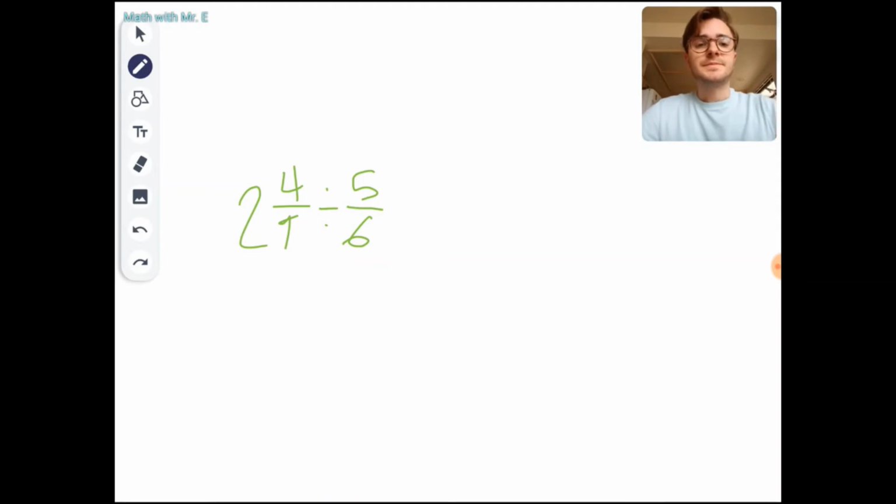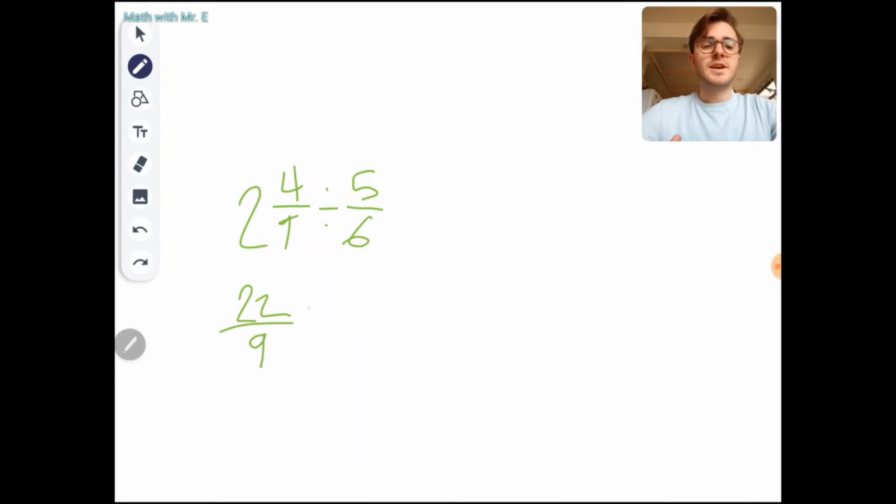Alright, so now we're going to go ahead and solve it. First, again, we want to turn this mixed number into an improper fraction. So we're going to take 2 4/9. We'll take 2 and multiply it by 9, which is 18. We'll add the numerator of 4. So 18 plus 4 is 22. And our denominator stays the same as 9.